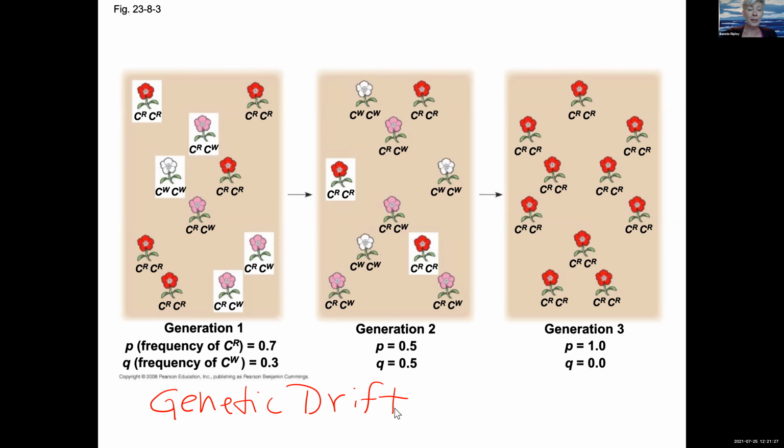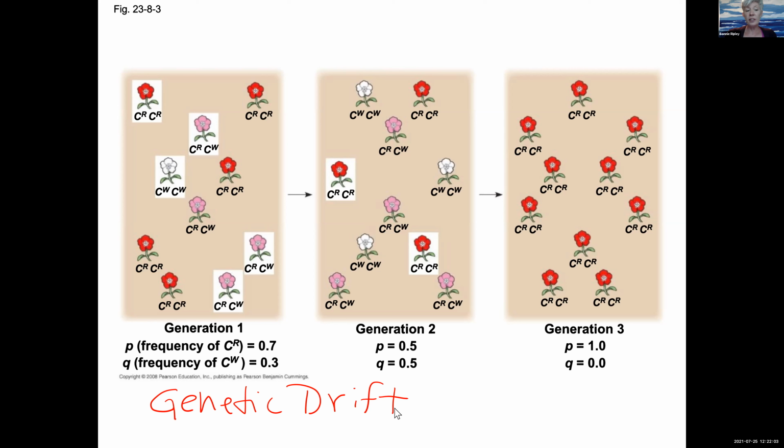Right, same thing happens, only in this case, the wind blew and only the red flowered plants happen to reproduce successfully for whatever reason, right? And then in the next generation, we end up with only red flowered plants. So we have little p equals 1.0 and little q equals 0.0. So in this case, this allele has become fixed in the population. We have reduced genetic variation. There used to be 2 alleles and now there's only 1, right? This happened just due to random chance.